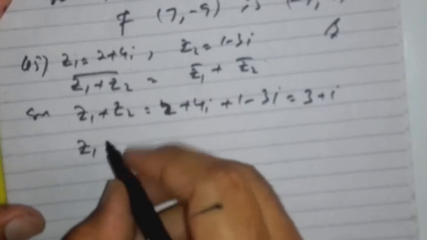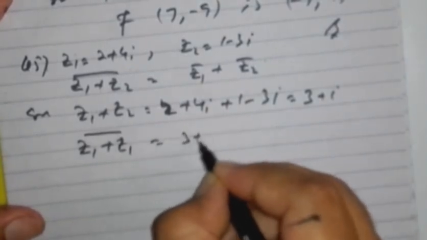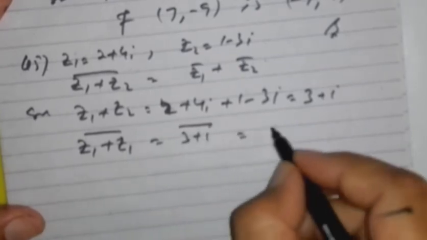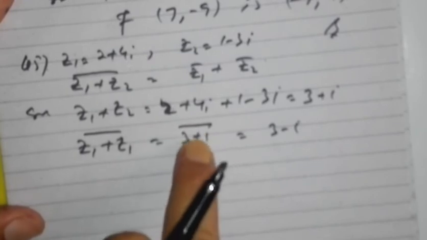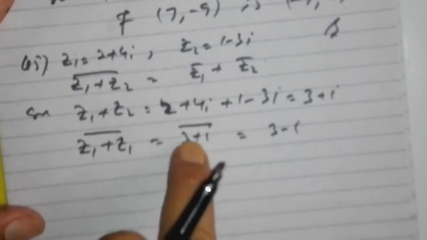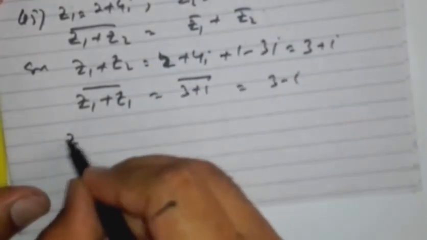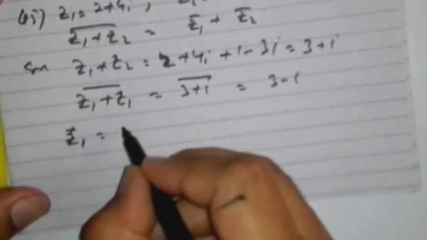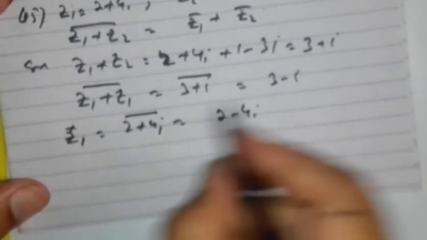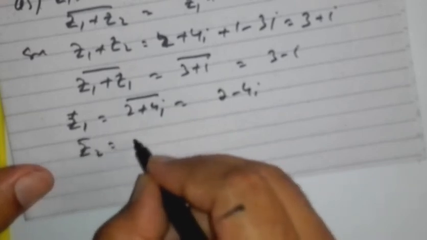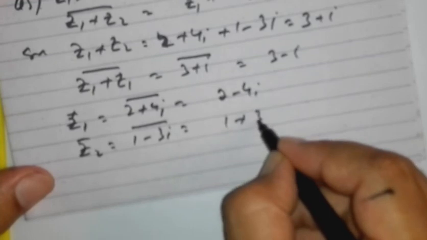Now take conjugate. z1 plus z2 whole conjugate equals 3 plus iota conjugate, which is equal to 3 minus iota. The conjugate changes only the imaginary part sign. Now right side is z1 conjugate plus z2 conjugate, so first find z1 conjugate, which is 2 plus 4 iota conjugate, which is 2 minus 4 iota, and now z2 conjugate, 1 minus 3 iota conjugate, which will be equal to 1 plus 3 iota.